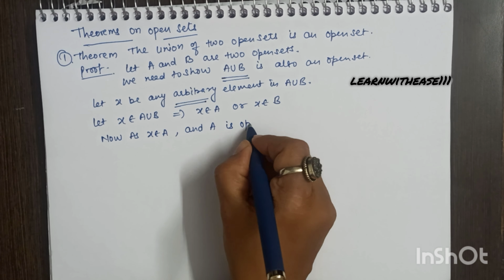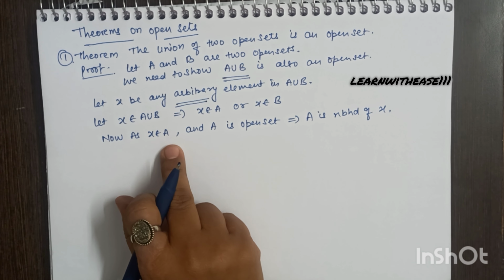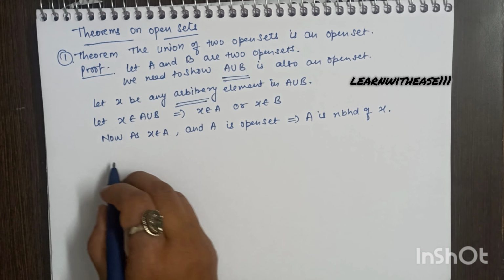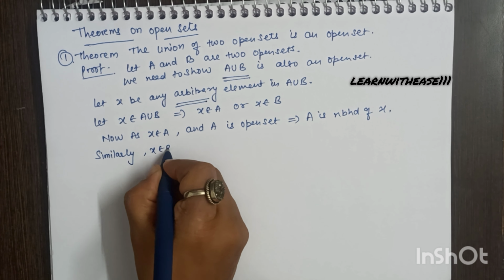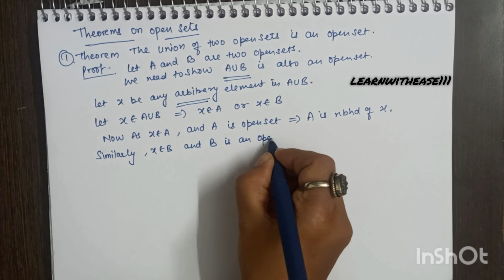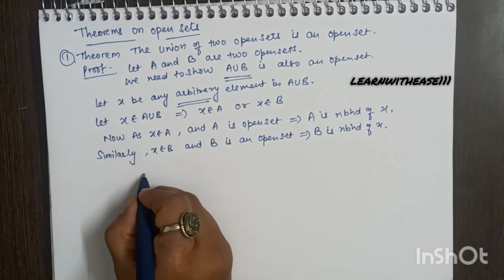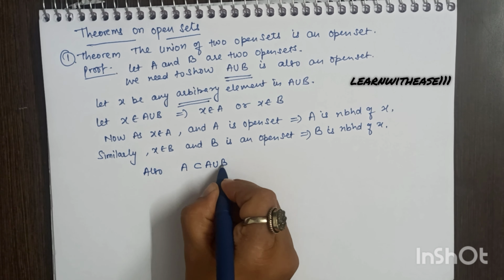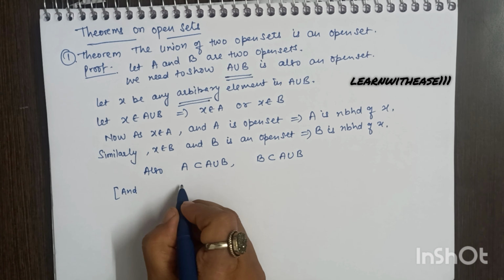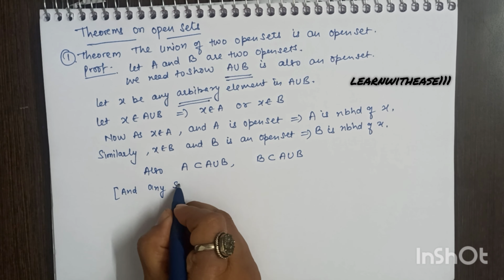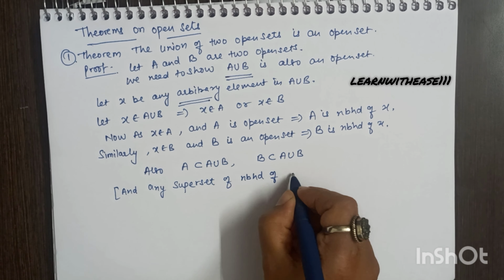Also, as X belongs to A, and A is an open set, A is a neighborhood of X. And in the other case, when X belongs to B, B is also an open set. So in this case, B has to be the neighborhood of X. So in either case, we'll show the union is a neighborhood of X. Because A is a subset of A union B and B is also a subset of A union B. And in the neighborhood lecture, I have proved any superset of a neighborhood of a point is also a neighborhood of that particular point.